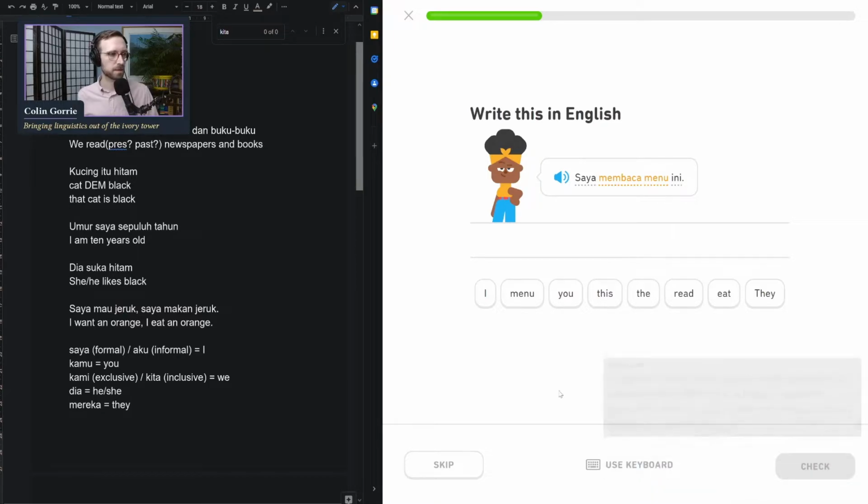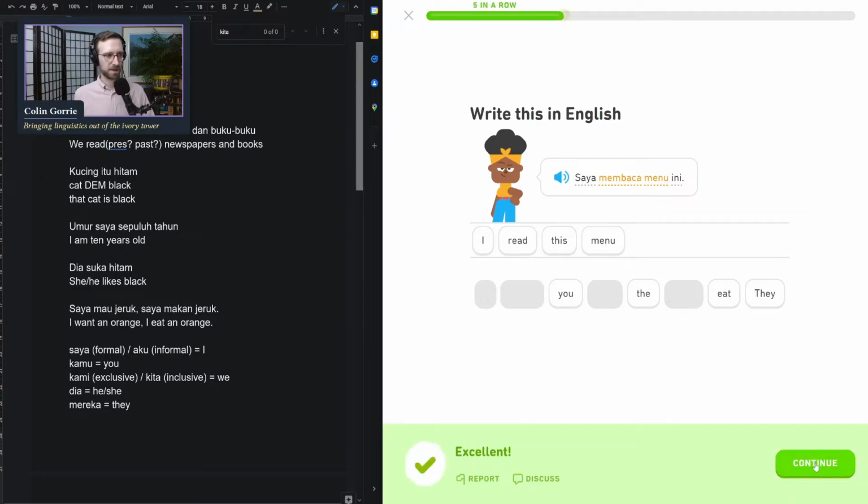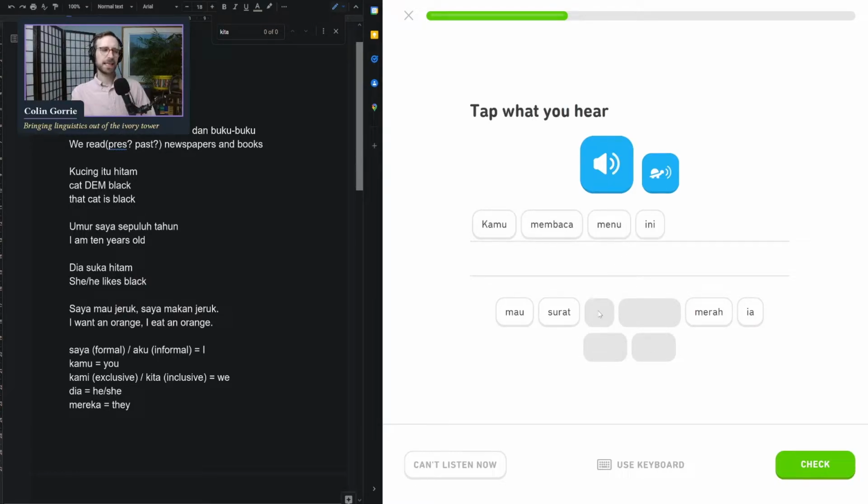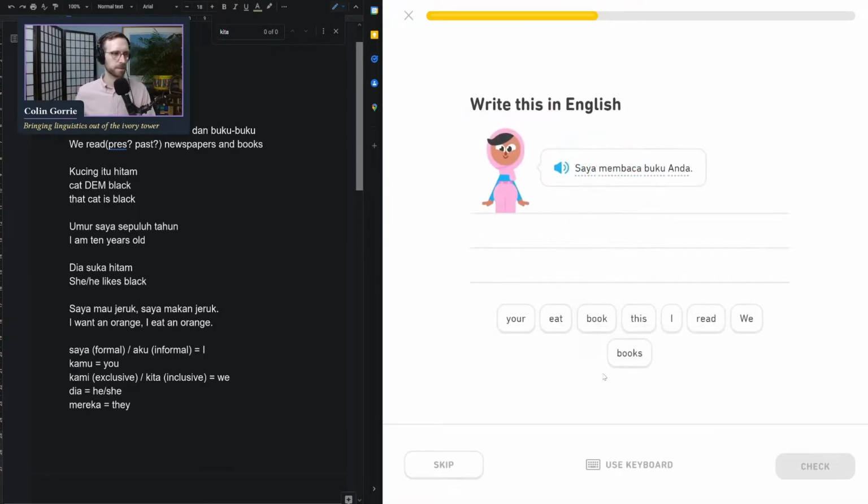Saya membaca menu ini. I read this menu. Kamu membaca menu ini. You read this menu. Saya membaca buku Anda. I read. What's going on here? Buku Anda.